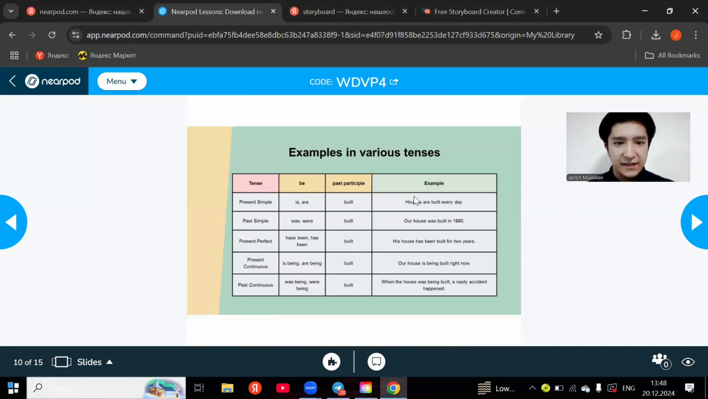Examples in various tenses. Present simple: to be verb is or are plus past participle built. Example: houses are built every day. Past simple: was or were plus past participle built. Our house was built in 1990. Present perfect: have been or has been plus the past participle built. His house has been built for 2 years.